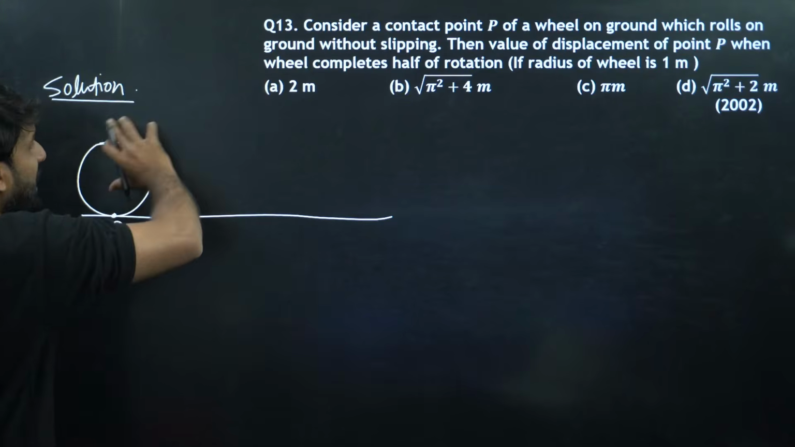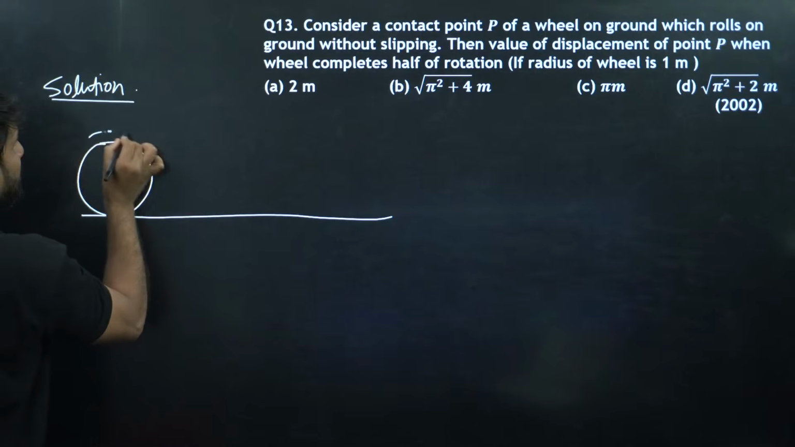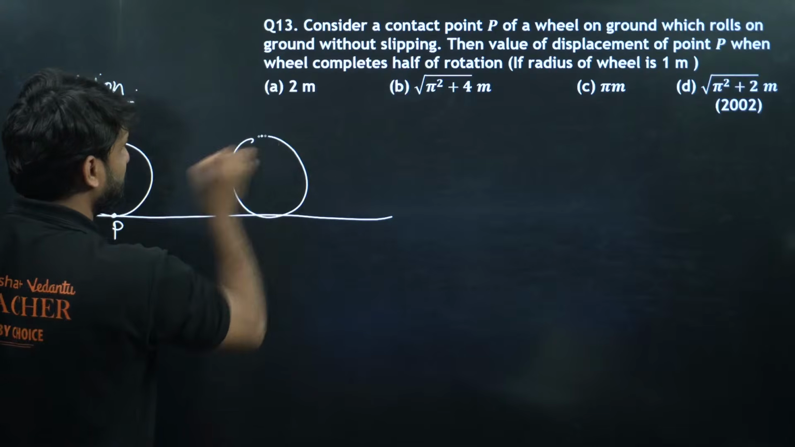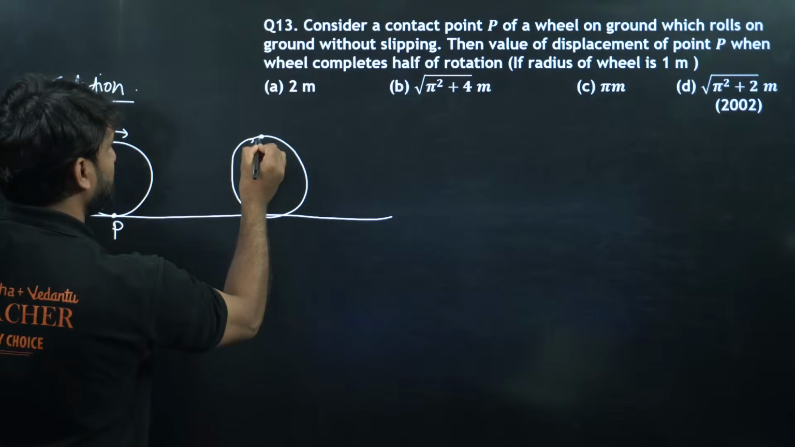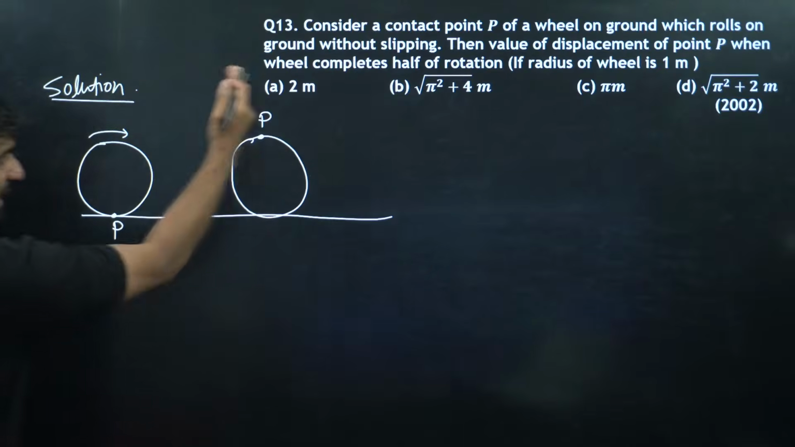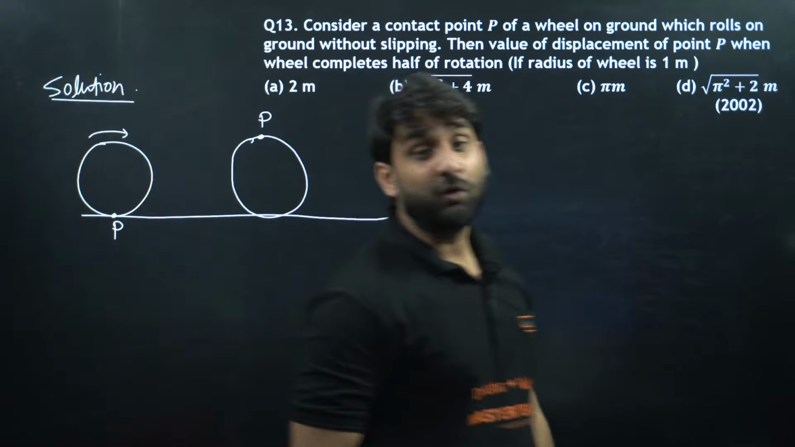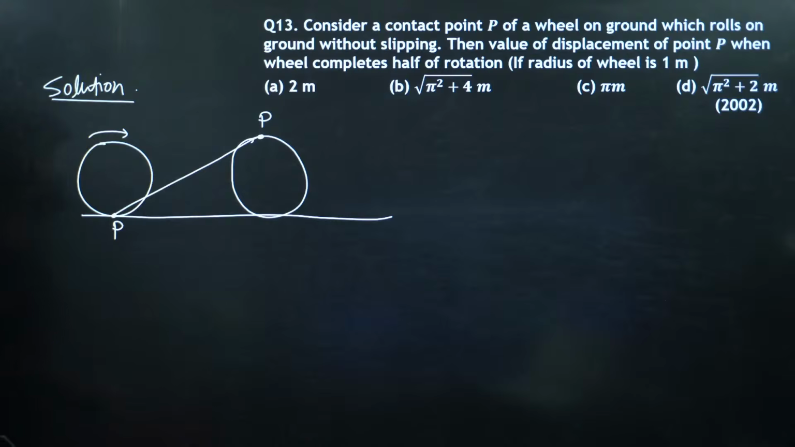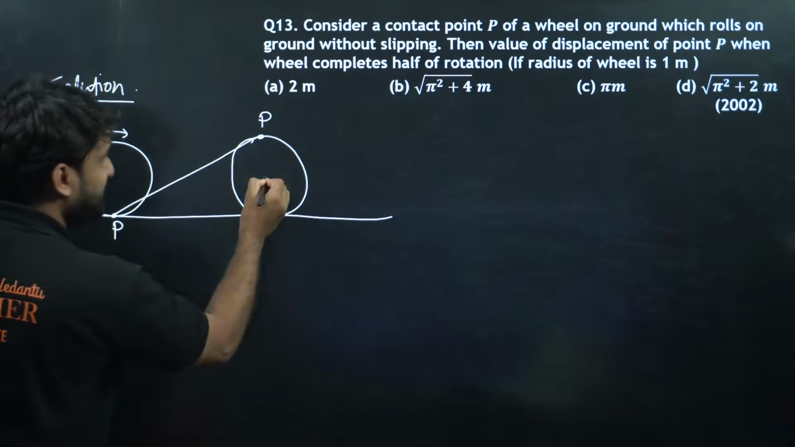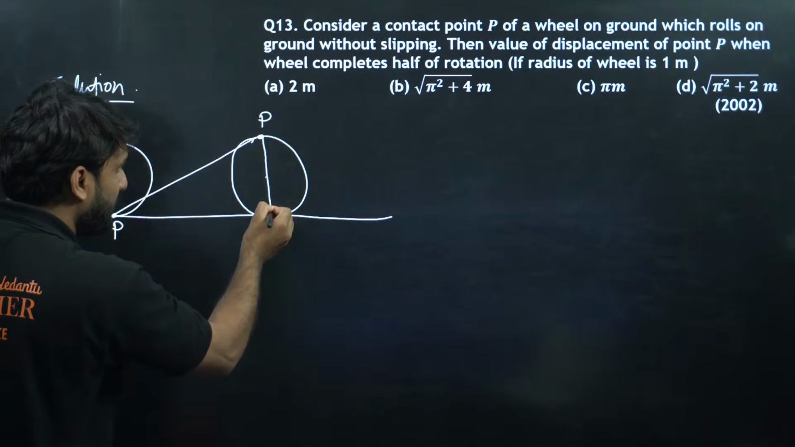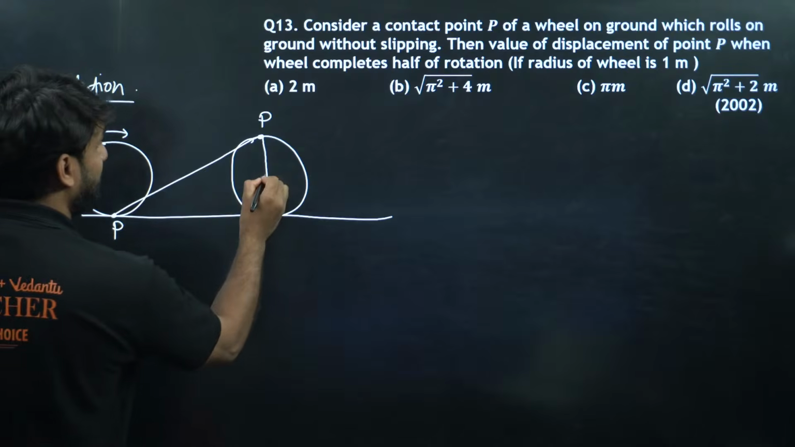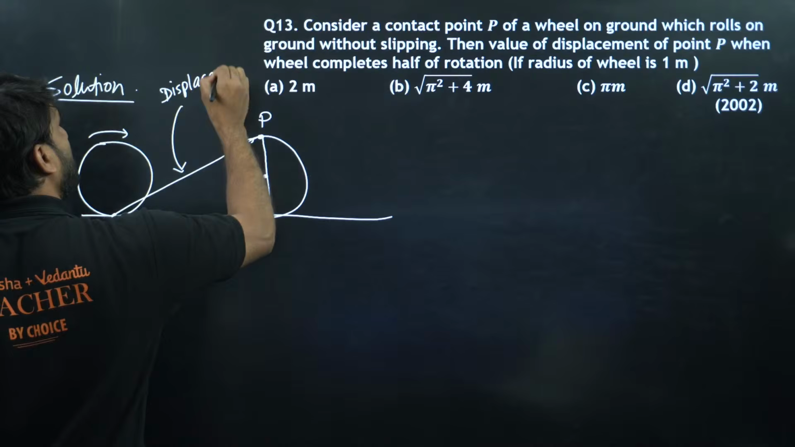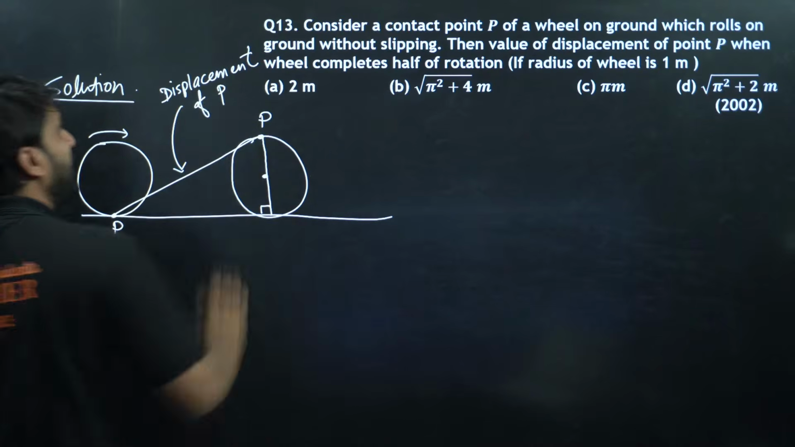Champion, when the wheel completes 1/2 rotation, the P point will come here, and the wheel has displaced to this point. This is the initial point and this is the final point, and this is all about 1/2 rotation. So this will be the displacement of the point. Displacement means shortcut. This is the center. If you join these points, you have a right angle triangle, and we have to find the displacement. This line will show the displacement of P.